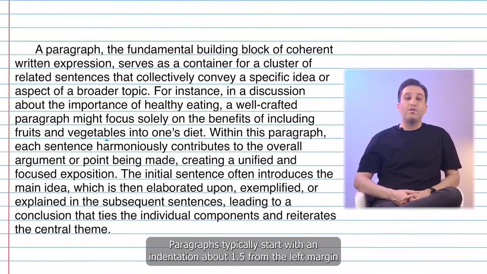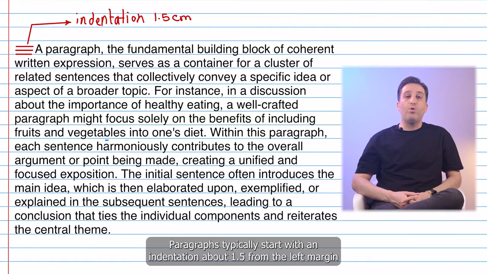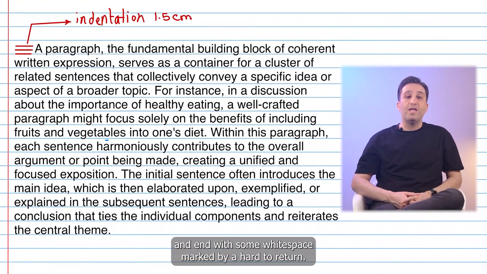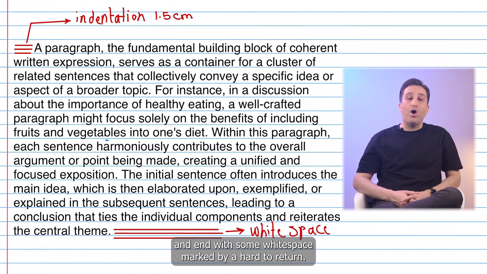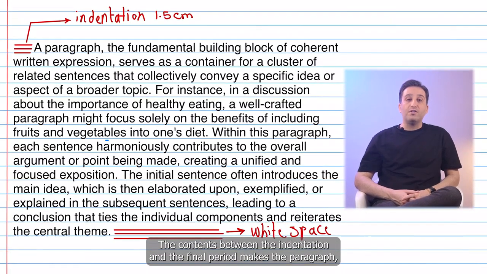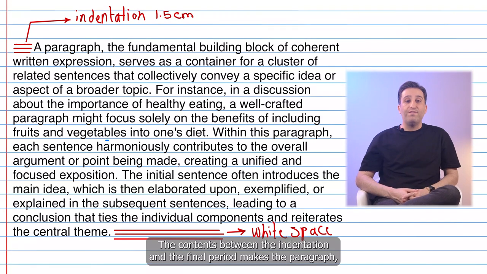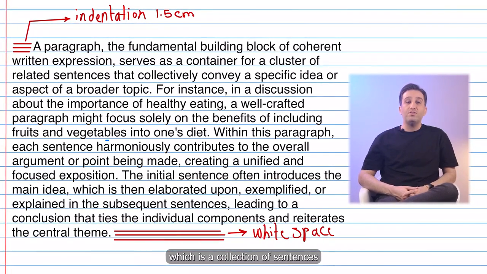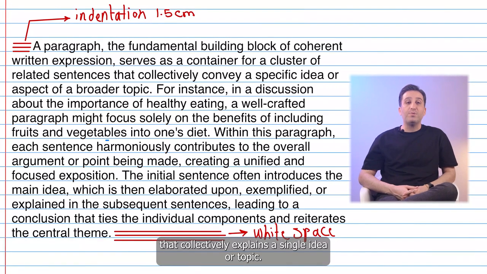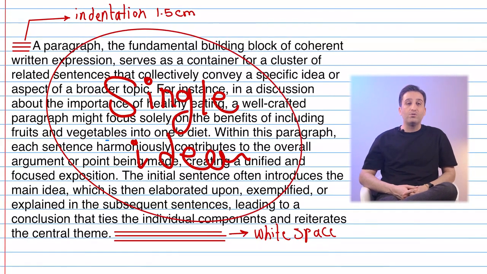Paragraphs typically start with an indentation, about 1.5 from the left margin, and end with some white space marked by a hard return. The content between the indentation and the final period makes the paragraph, which is a collection of sentences that collectively explains a single idea or topic.